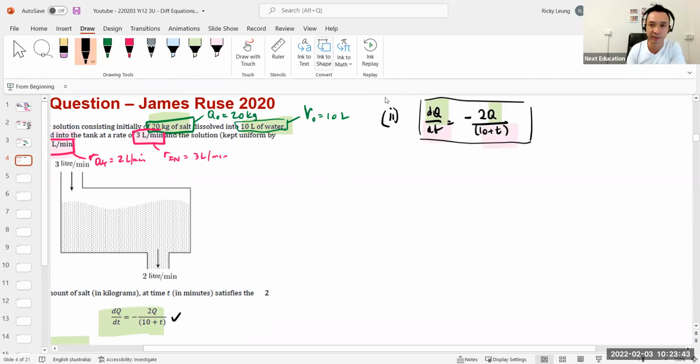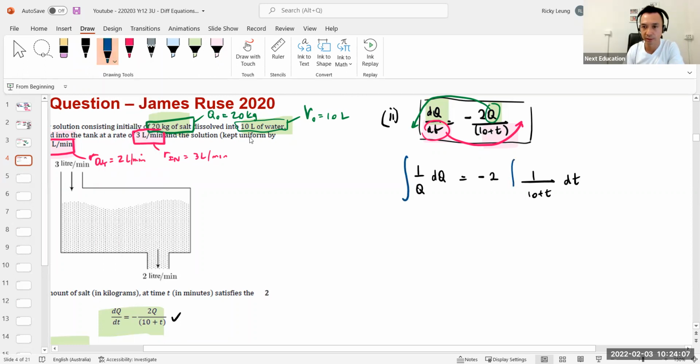I'll leave the -2 there. So I'll just bring the q down and I'll bring the dt up. So it becomes 1 on q dq equals negative, I'll factorize the 2 out like this, 1 on 10 plus t dt, and I'll insert the integration sign there and there. Hope that's okay. The -2, I just took it up because it's constant.